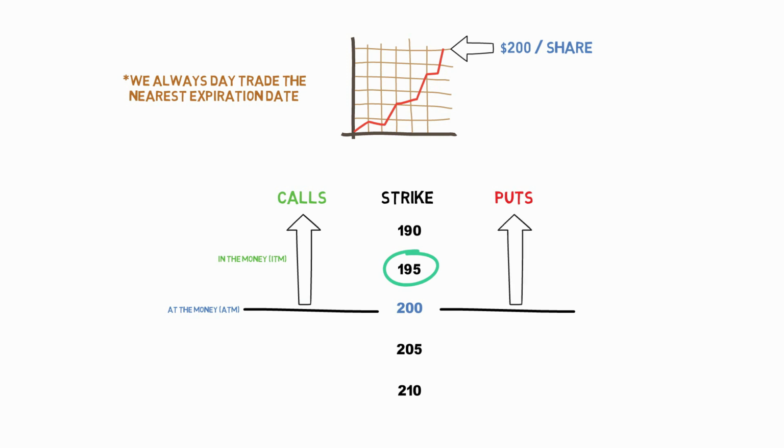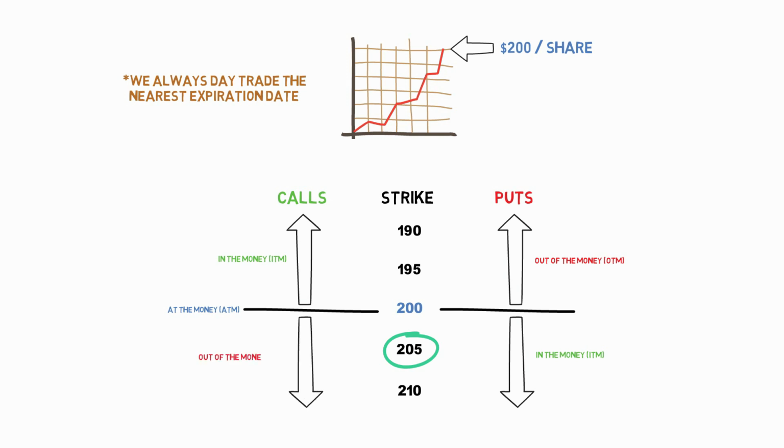However, the 195 strike is out of the money for puts because Apple is not trading below $195 a share. On the flip side, a 205 strike is in the money for puts because Apple stock is trading below $205 a share, and out of the money for calls because Apple is not trading at $205 a share yet.